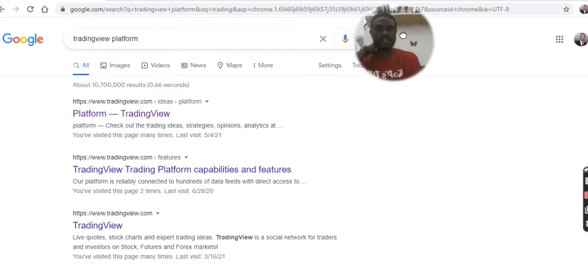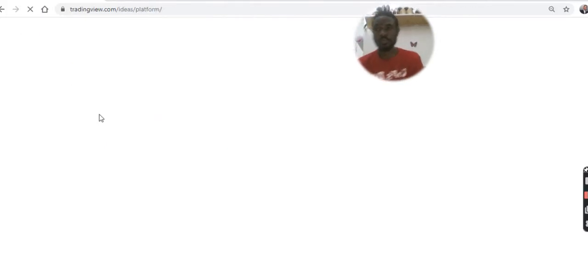So we are going to take this very fast. Please, we are going to study trend lines today. So this is a beginner's guide. The platform we are going to use is TradingView. Let's click directly on TradingView.